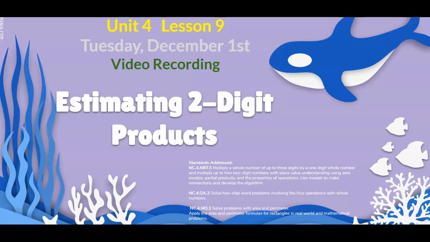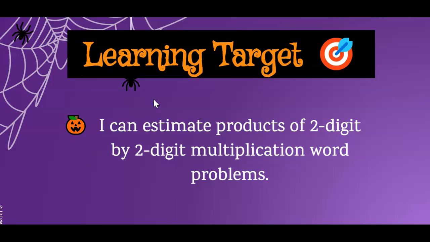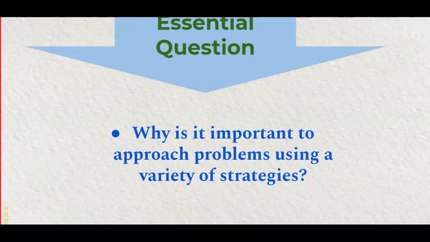Today is Tuesday, December 1st, and today, students, we're going over lesson number 9, estimating two-digit products. Our learning target for today: I can estimate products of two-digit by two-digit multiplication word problems. Our essential question for this unit remains the same. Why is it important to approach problems using a variety of strategies? We're just going to continue to build upon our answers to this question.